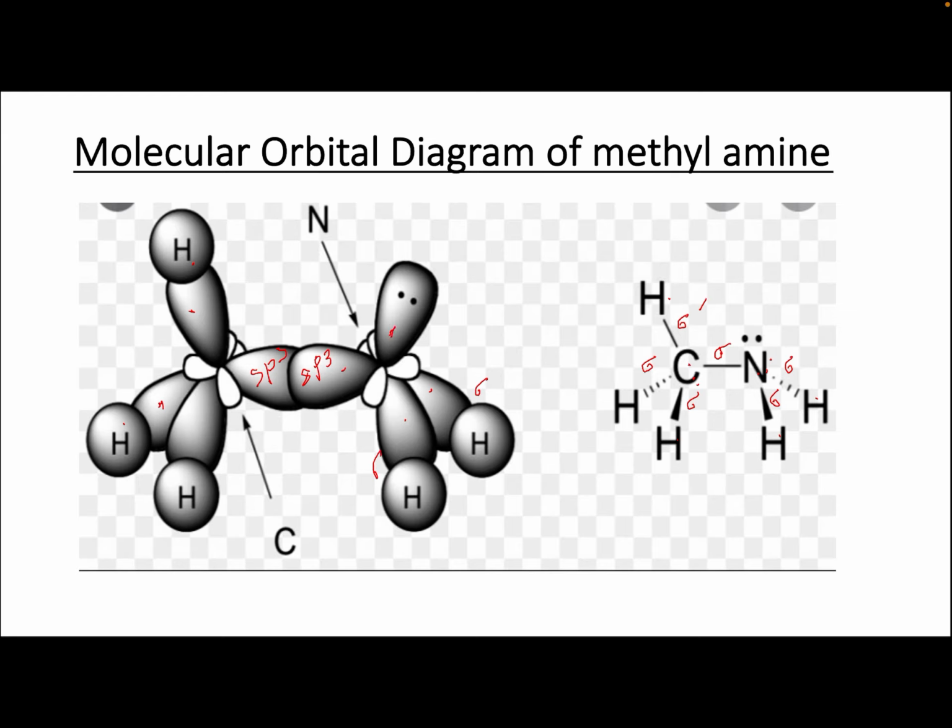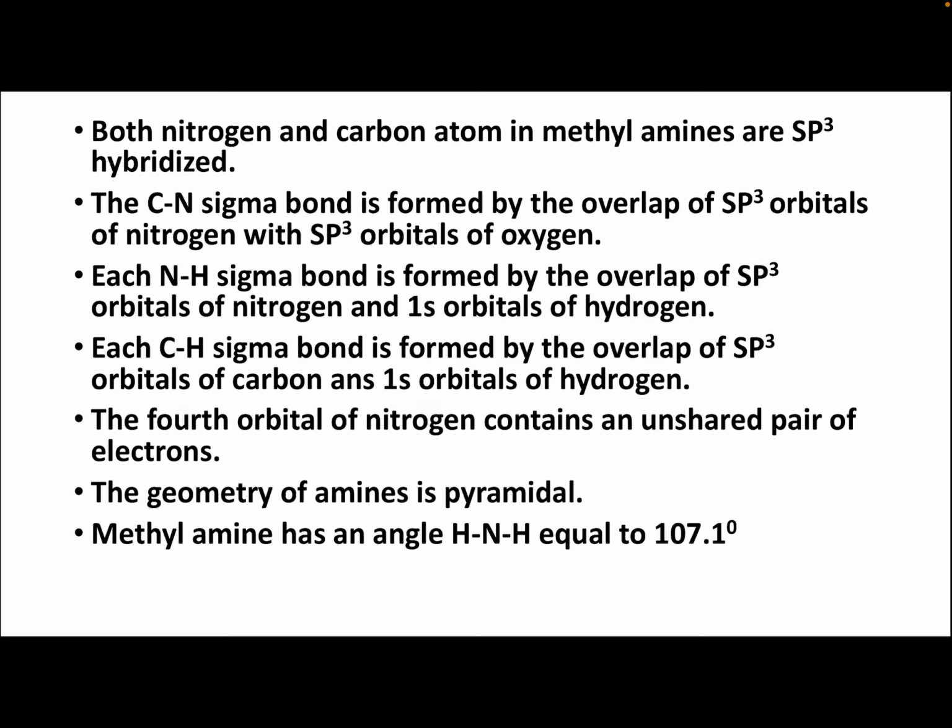So here you are seeing 3 sigma bonds formed by the sp3-s overlap of carbon and hydrogen. Here we are seeing 2 sigma bonds formed by the overlap of an sp3 hybrid orbital of nitrogen and H. And this one sigma bond is formed by the overlap of sp3 and sp3, and one lone pair occupies one of the hybrid orbitals of nitrogen. So this is the molecular orbital diagram of methylamine, which was explained in the slides before. Both say the same thing here.